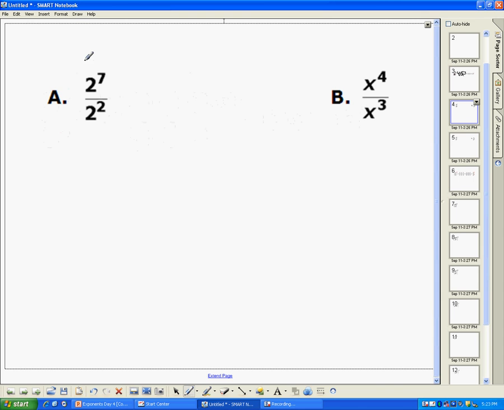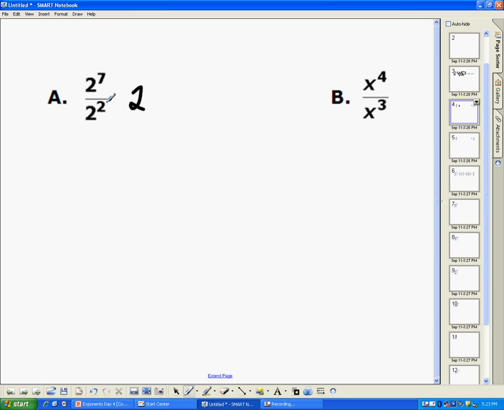So on these examples, I've got 2 to the power of 7 over 2 to the power of 2. Because they have the same base, the base is 2, and 7 minus 2 is 5. So this simplifies to 2 to the power of 5. In this example, they have the same base, which is x. 4 minus 3 is 1, so this is x to the power of 1, which is simply x.